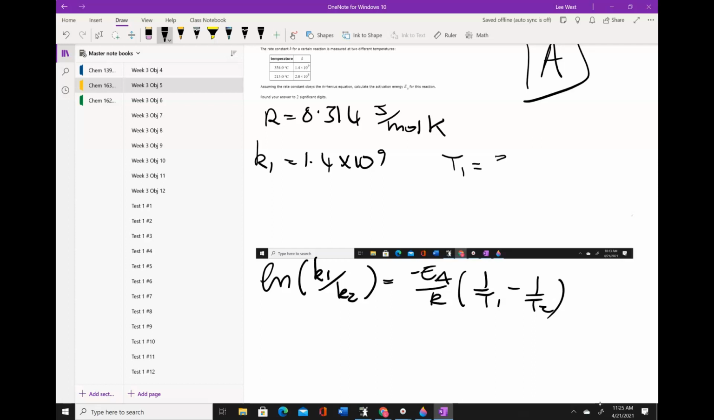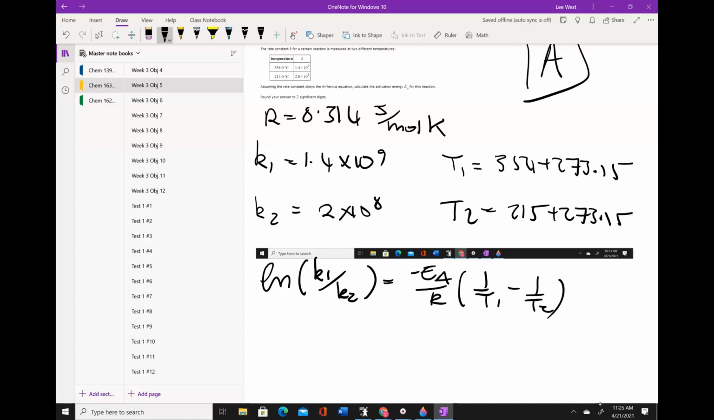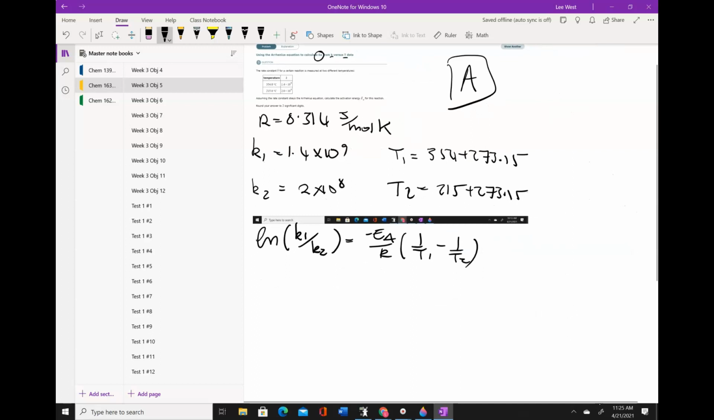T1, 354 plus 273.15. We'll calculate that in a moment. K2, 2 by 10 to the 8, so it must be at a lower temperature. T2 equals 215 plus 273.15. So there we go. All right, so let's get our temperatures in Kelvin. And then I think we've got everything and we're ready to roll. So let's just put those guys in.